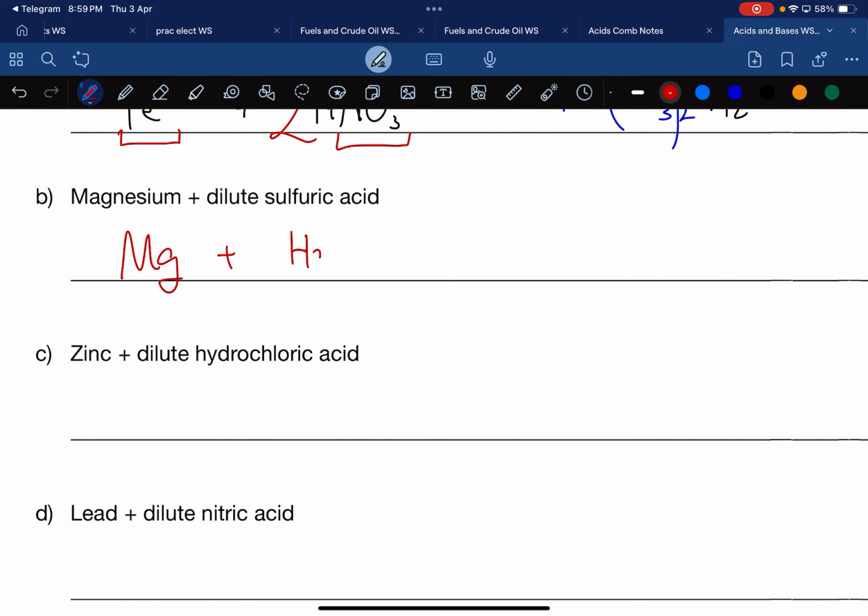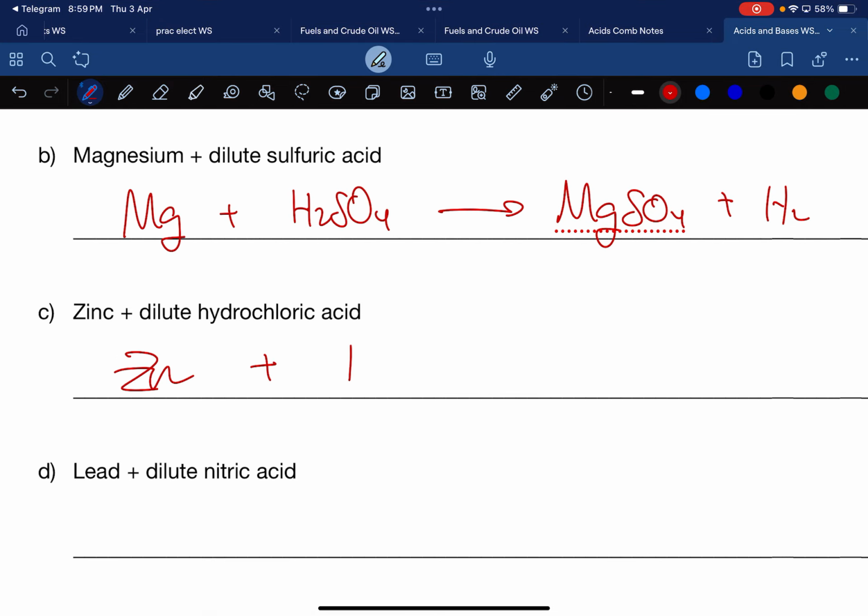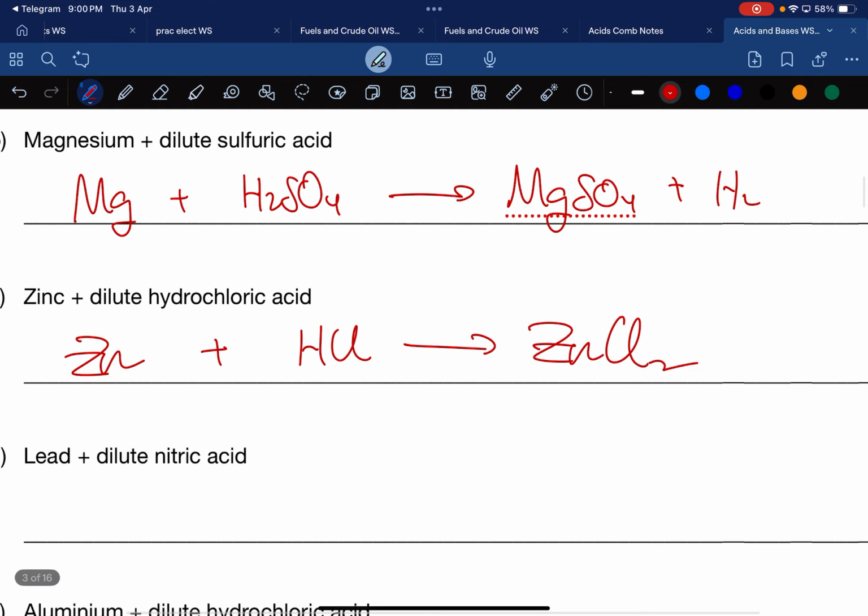Mg, H2SO4, MgSO4, H2. Easy? Number 2, part C, Zn, HCl. Zn, okay, you wrote ZnCl2, good, okay? But you don't need bracket because I only have 1 element. 1 element you don't need bracket. Multiple elements, then I put bracket. Then ZnCl2, H2. How to balance? Put a 2 here. Good?